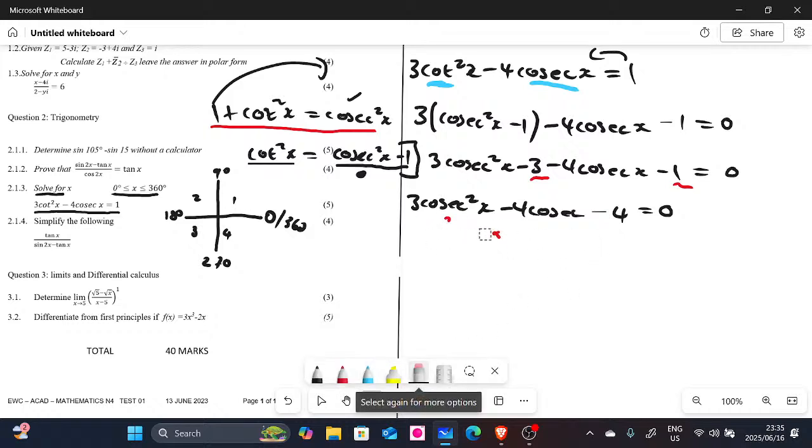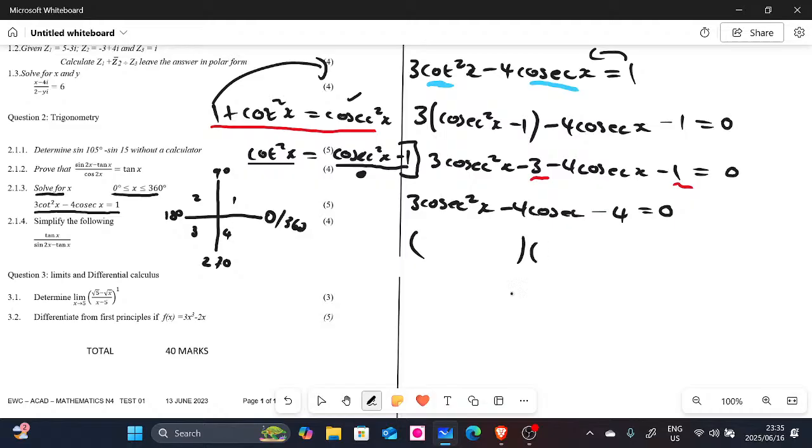So here we have to factorize, guys. Now your factorization, you've been taught since grade 9. So let's see, guys. The factors of 3 cosec squared are going to be 3 cosec x and cosec x. We don't have any, guys. There we go.